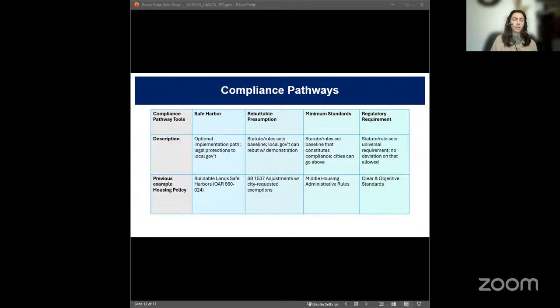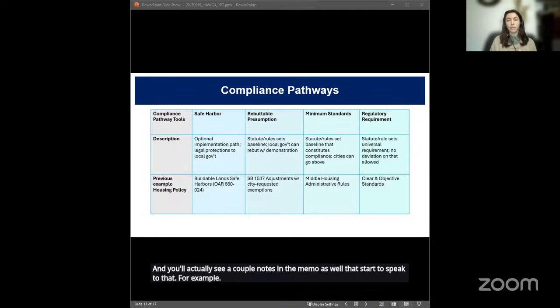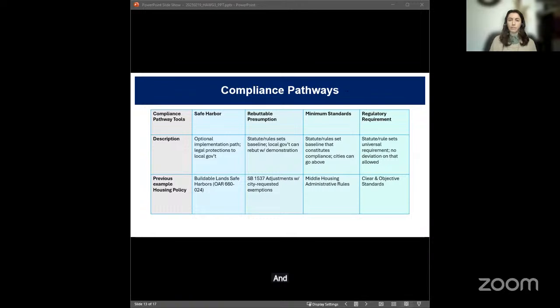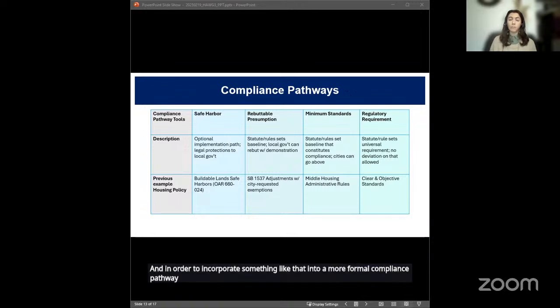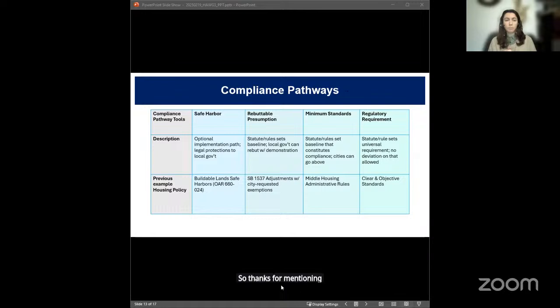And you'll actually see a couple notes in the memo as well that start to speak to that. For example, the housing production strategy menu of actions that we currently have serves as guidance. And in order to incorporate something like that into a more formal compliance pathway, it would have to actually be adopted either duplicatively or a version of it into rule. So that's another piece to keep in mind about that distinction. So thanks for mentioning it. Happy to speak to it.